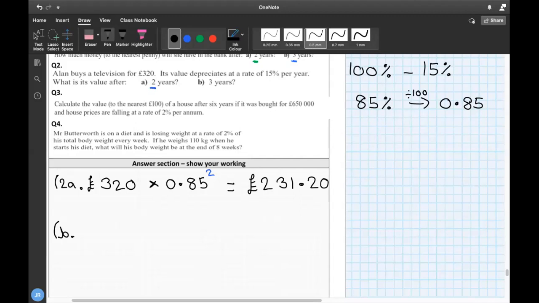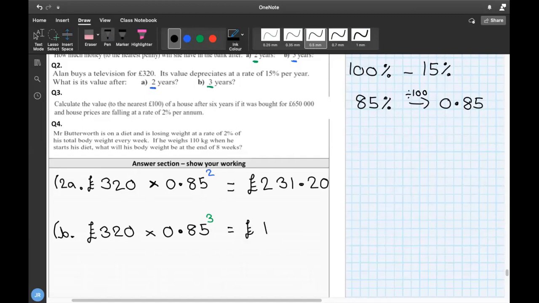Think about B now. It's going to be a very similar layout. We start with the original. It's still 15% depreciation, so we're still going to have the same decimal multiplier, 0.85. The thing that's going to change here is the number of years. We've got 3 years, so we're going to take it to the power of 3. Again, you keep all of the calculations on your calculator. You just need to change it from 0.85 squared to 0.85 cubed, to the power of 3. Put that in your calculator.